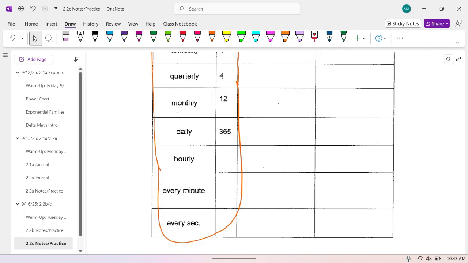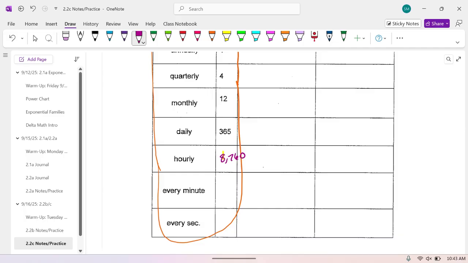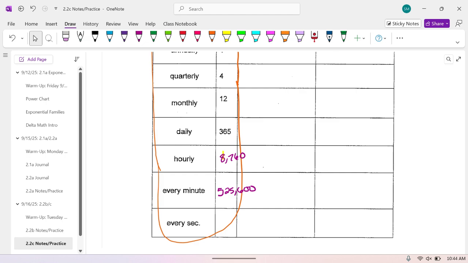What do you think hourly would be? Hourly, how many hours are in a year? 1,600. That's my guess. How'd you find it? 365 times 24. It's 8,760, because you just do 365 times 24 in your calculator. What's every minute? You guys are so smart. 500,000. Yep. What about every second? I think it's somewhere in the millions.